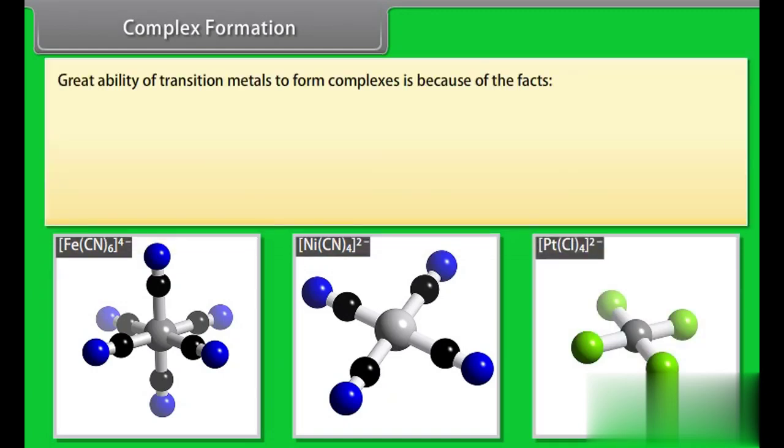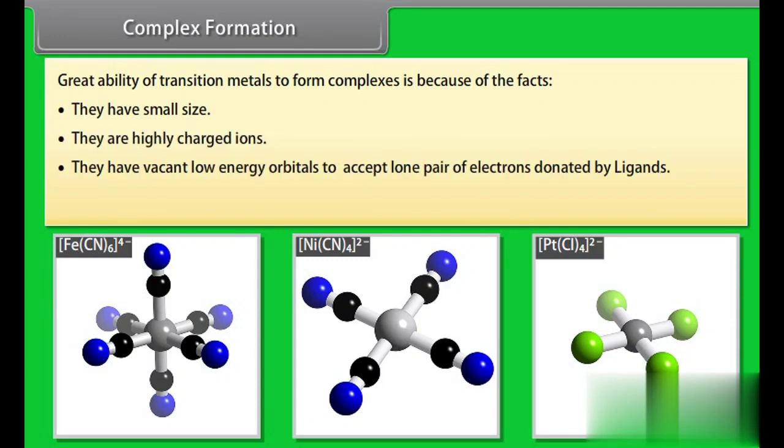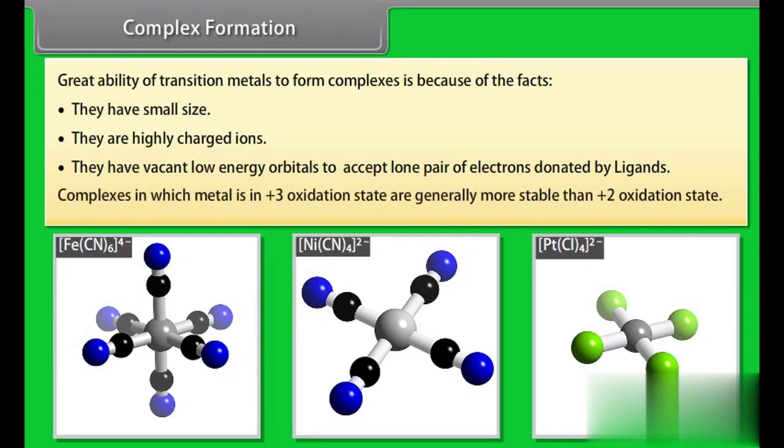The great ability of transition metals to form complexes is because of the fact that they have small size, they are highly charged ions, and they have vacant low energy orbitals to accept lone pairs of electrons donated by ligands. Complexes in which the metal is in the +3 oxidation state are generally more stable than those in the +2 oxidation state.